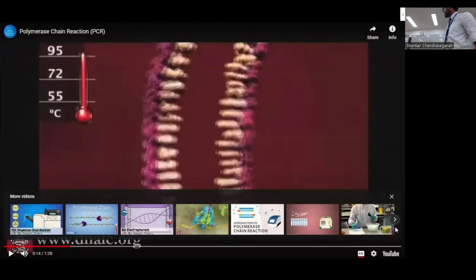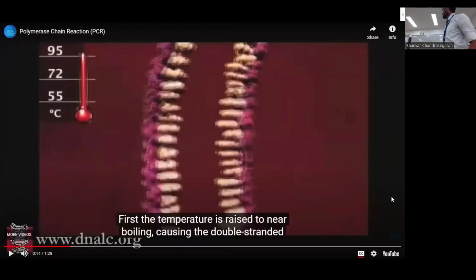All right, so this is the first step, right? The first step is referred to as denaturation. This happens at a very high temperature, which is 95 degrees Celsius. At this stage, the double-stranded DNA will be broken down and separated into becoming single strands, okay?